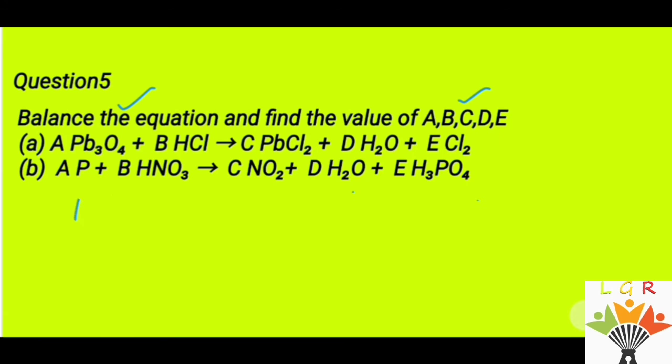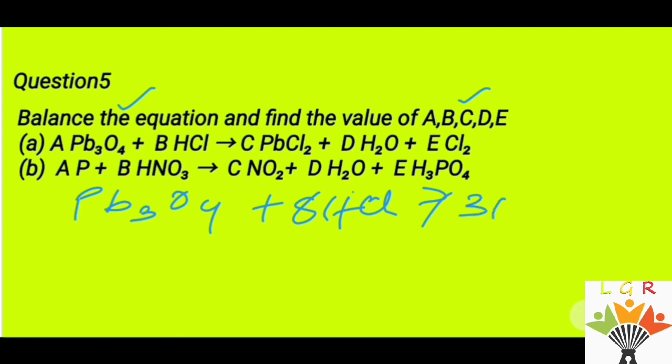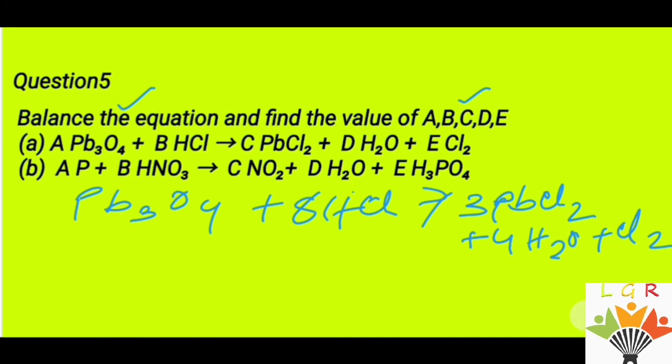What equation can I get? I'll get Pb3O4 plus 8 HCl will give me 3 PbCl2 plus 4 water plus chlorine. Is it clear, children? So this is the balanced equation and you can find the values of A, B, C, D. Now let us solve part 2.